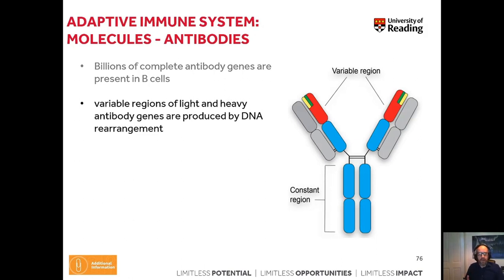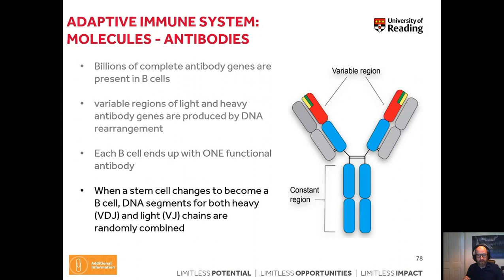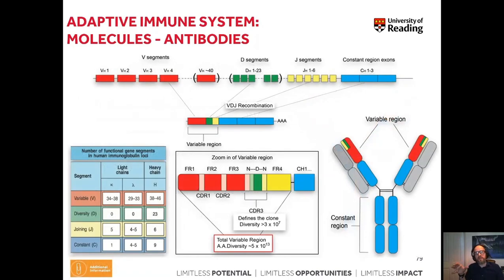The huge variability of antibodies is actually a result of DNA rearrangement, and we have learned about those processes in our genetics lectures. So each B cell ends up with one functional antibody. When a stem cell, which is the progenitor of a B cell, changes to become a B cell, DNA segments for both heavy and light chains are randomly combined. And this is actually a result of recombination. And you might remember that we have learned about this recombination and alternative splicing in detail in our genetics lectures.